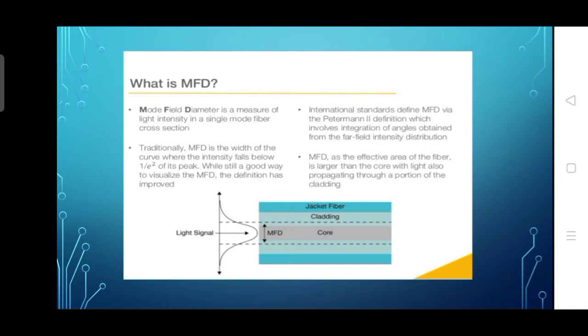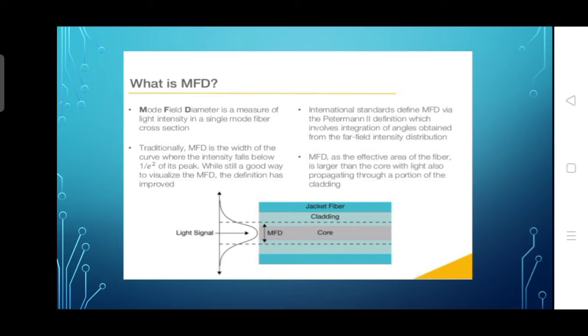Traditionally, MFD is the width of the curve where the intensity falls below 1 over e squared, or e raised to negative 2, of its peak. While still a good way to visualize the MFD, the definition has improved. International standards define MFD via the Petermann II definition, which involves integration of angles obtained from the far field intensity distribution, and MFD as the effective area of the fiber is larger than the core, with light also propagating through a portion of the cladding.